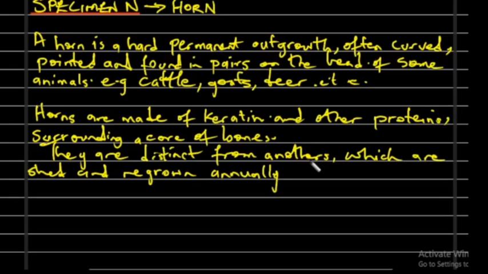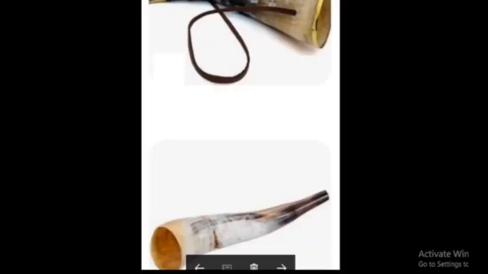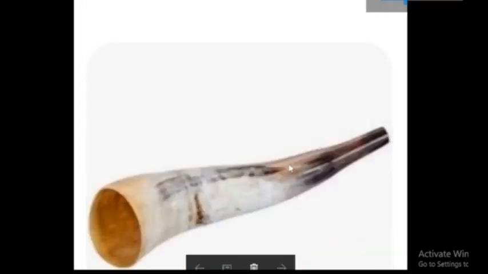They are distinct, they have different views from animal to animal. Some are shed and regrown annually. So this is what the horn looks like. You can see these are horns already cut at the tip to make a hole into it, and so this one can be used as a musical instrument.